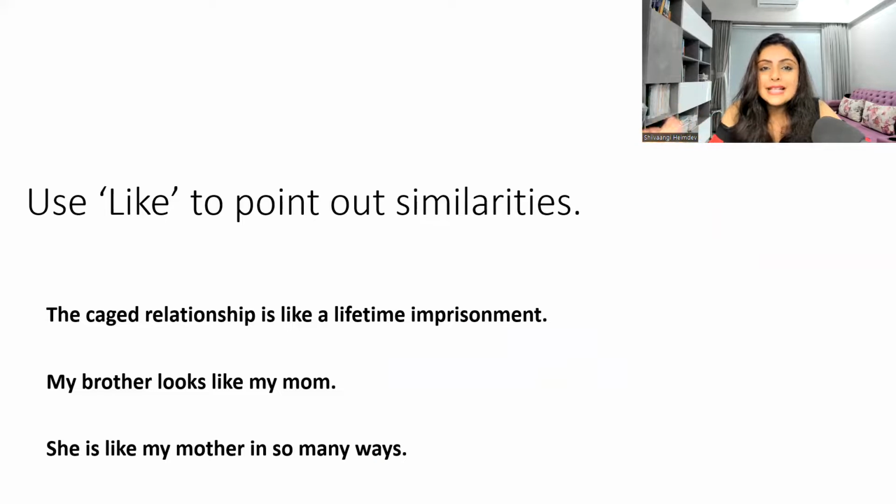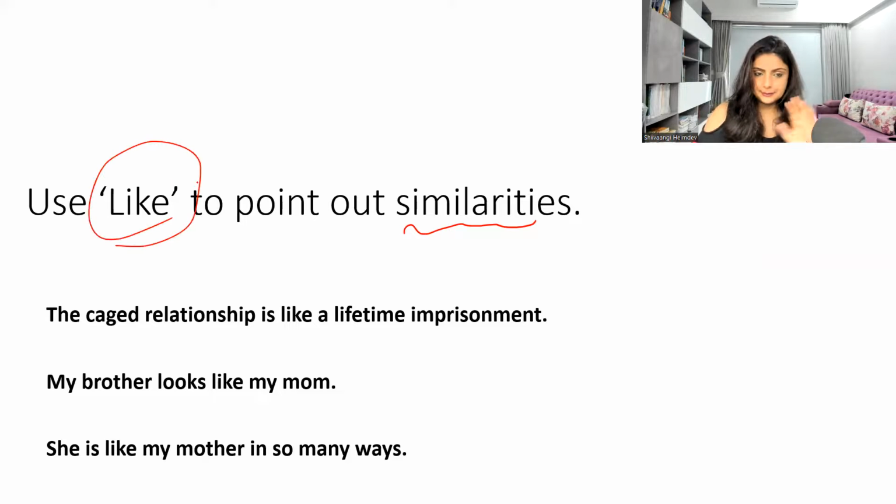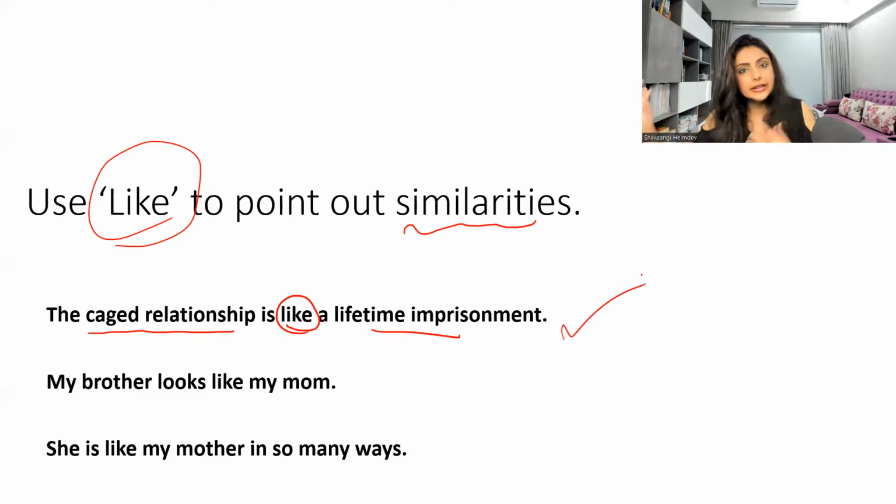So now, when should you make use of "like"? Always reserve the usage of "like" to point out similarities. Whenever you want to point out something similar, just make use of "like" there. That's where you will be in an error-free English zone. So when I say the caged relationship is like a lifetime imprisonment, it's okay because I'm comparing here. The relationship that does not give you any freedom is nothing more than a lifetime imprisonment. So your "like" is absolutely correct.